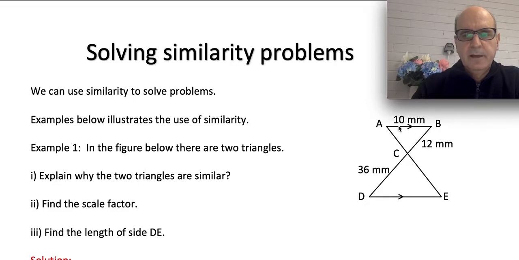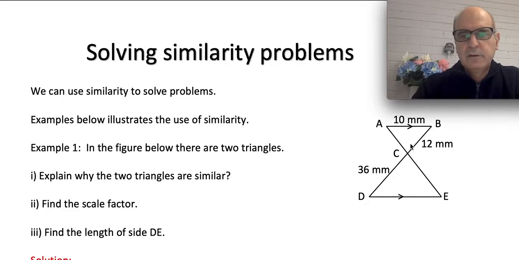Similarly, angle B and D are also alternate angles, and alternate angles made on parallel lines are equal. So that means we have two pairs of equal angles, and that is enough based on the test of equiangularity to show that two triangles are similar.